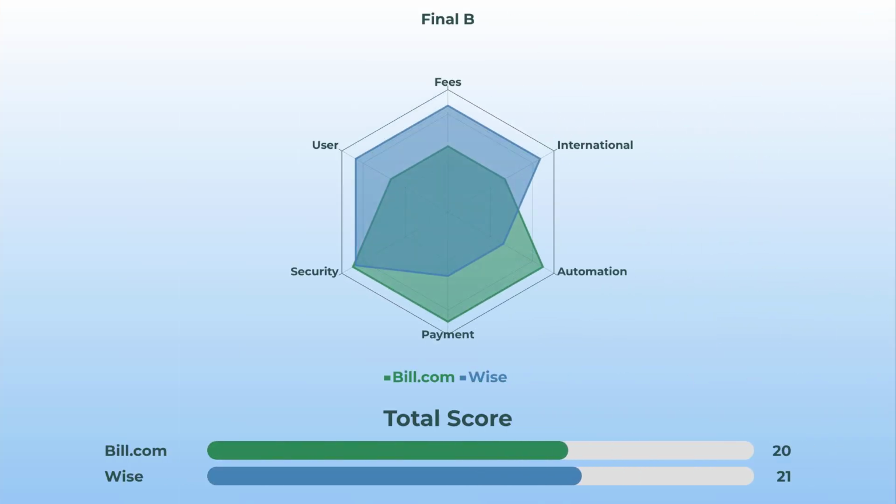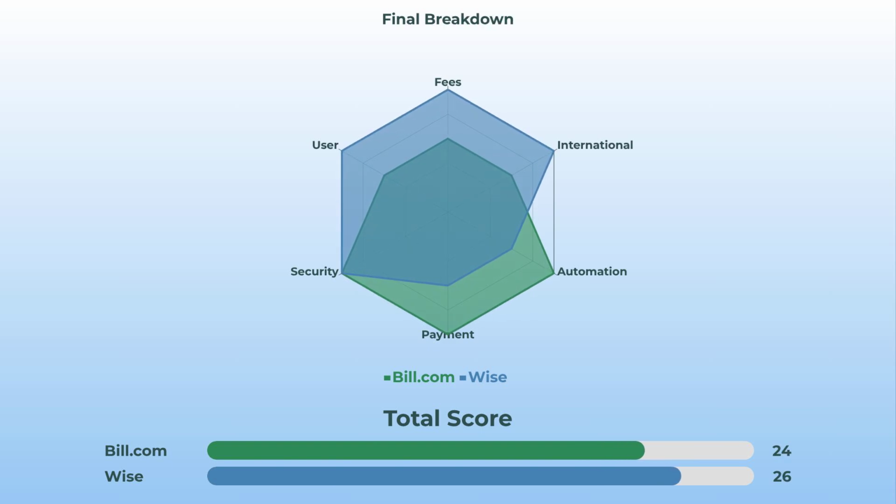So, looking at the big picture here, each platform really has its sweet spots. Bill.com dominates in automation and payment flexibility, but Wise is just too hard to beat for fees, global support, and honestly, a super smooth experience.